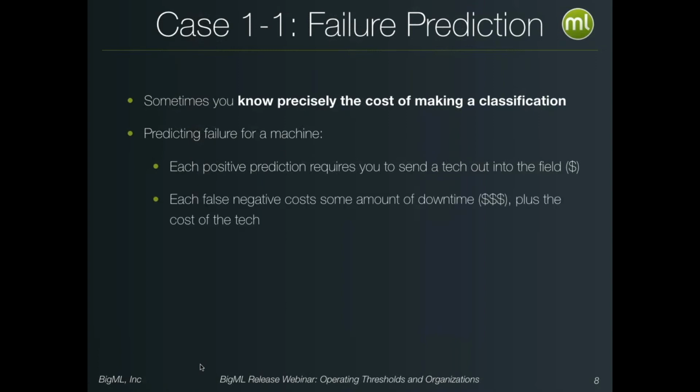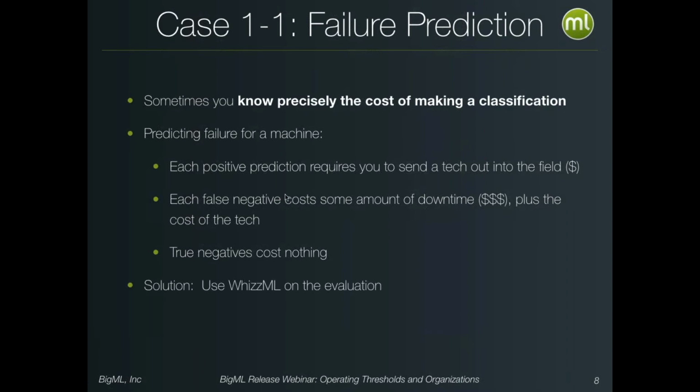Now, if you miss something, if you don't label yes, the machine is going to fail, and it fails anyway, then you have to pay the cost of the downtime, and you have to send the tech anyway. So that's going to cost more than the tech by itself, right? There's some cost to that downtime that the machine experiences if you miss the failure. And then finally, true negatives cost nothing. So if you predict that the machine's not going to fail and it doesn't fail, you don't send the tech into the field, there's no downtime, you experience no added cost.